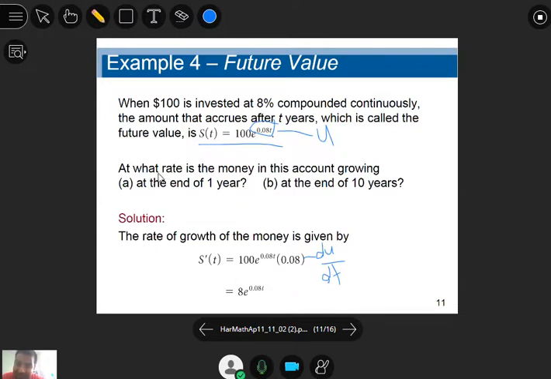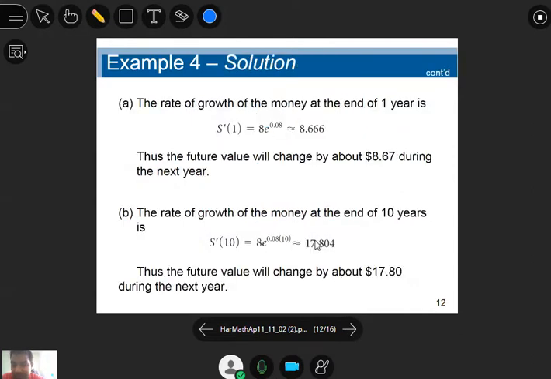So the problem is asking at what rate the money in this account is growing at the end of the first year. You need to substitute 1 for t, because we need to find the increasing rate after 1 year. And in part B, it is asking at the end of 10 years. So we need to substitute 10 into the derived function. So this is our final answer for the second problem.